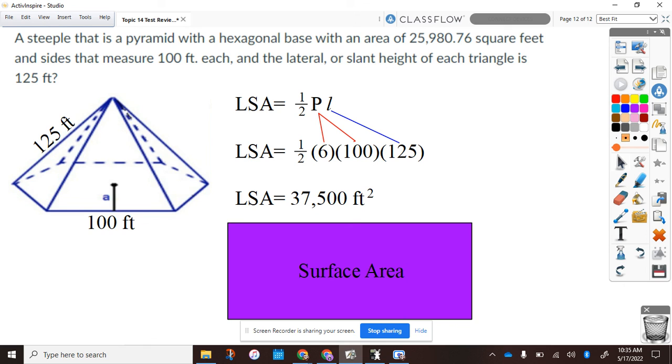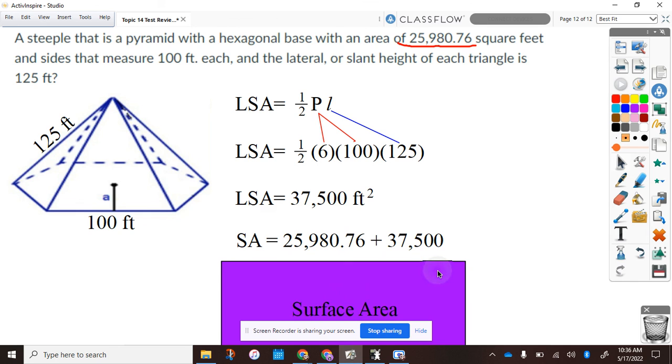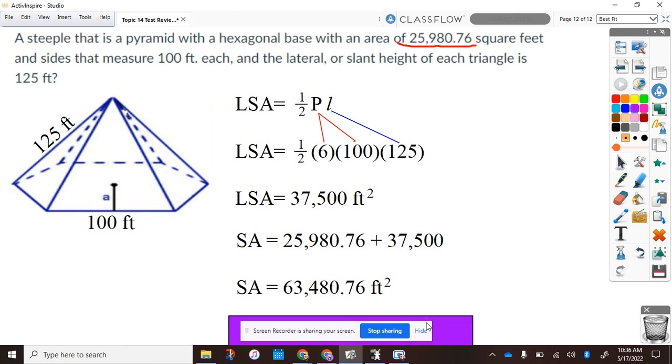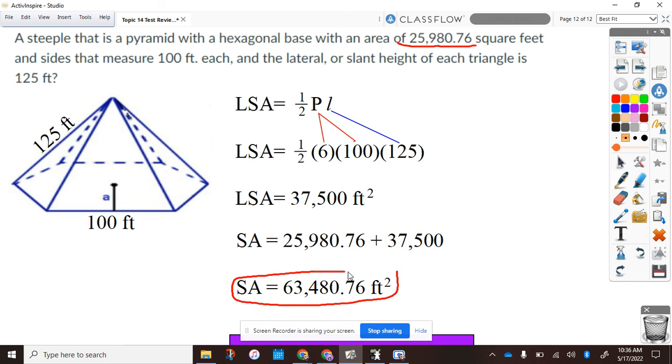But guess what? Your total surface area is that lateral area plus the base, which it already gave us right up here. So that becomes all of that added together with the area of the base. And this right here is your total surface area.